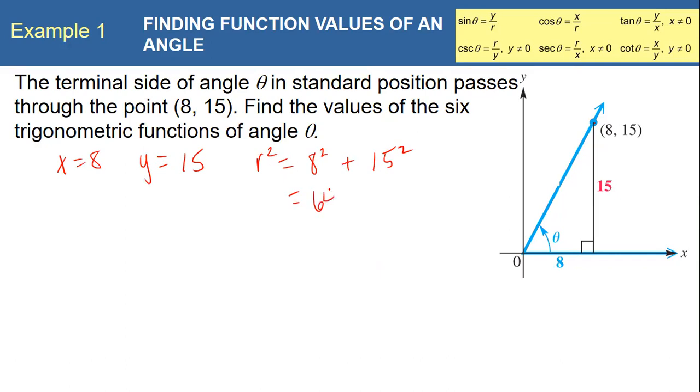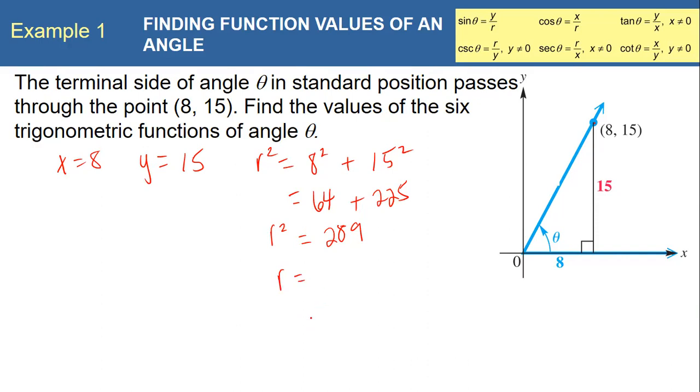So it's going to give us 64 plus 225. Is that 15 squared? Yep, 225. So what does R squared equal? A very big number, huh? We get 289. Okay, we don't want R squared, we want what? R. So R equals what?